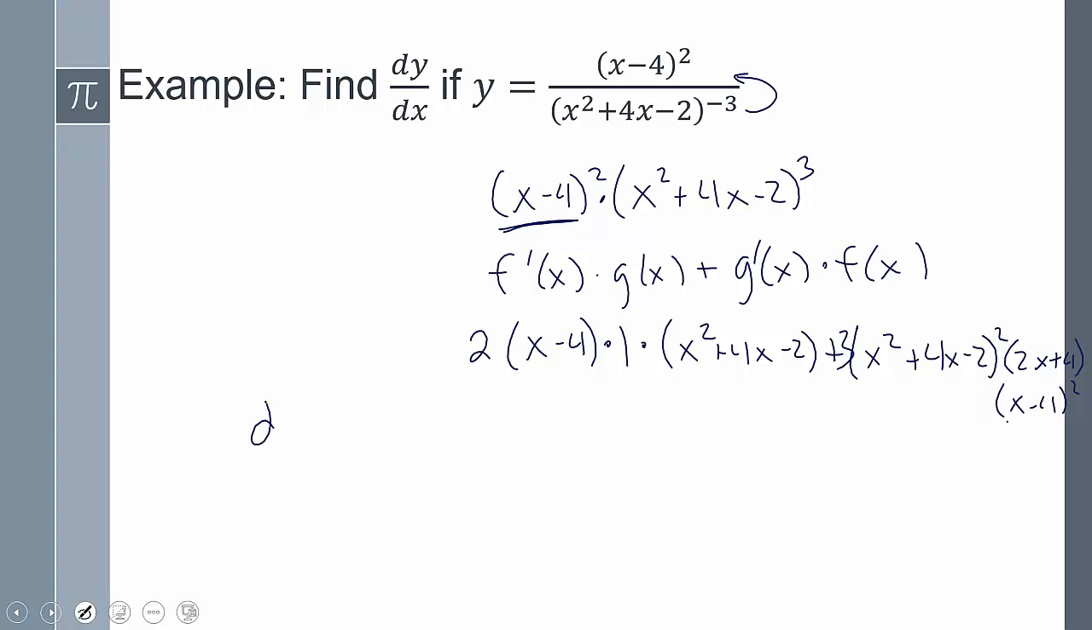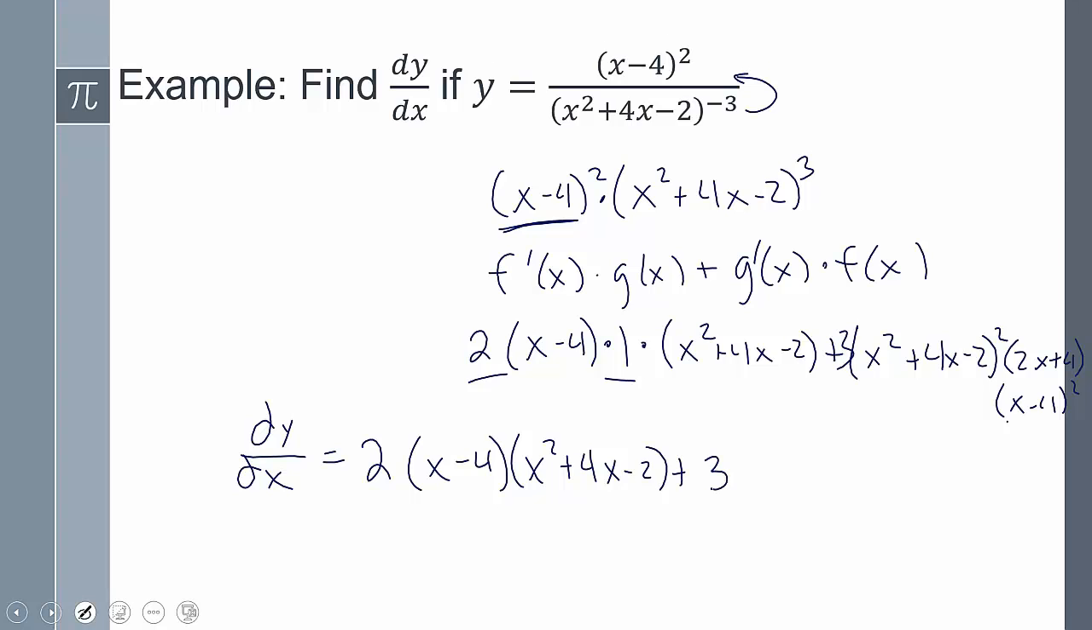So dy over dx equals, so here looks like I can multiply those, so I get 2 times x minus 4 times x squared plus 4x minus 2, and then plus 3 times x squared plus 4x minus 2 squared times 2x plus 4 times x minus 4 squared. I know it's really messy, but that's an acceptable answer.